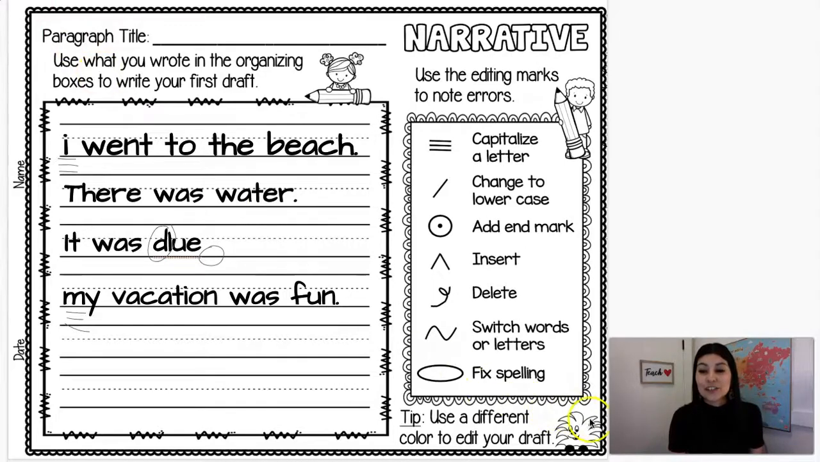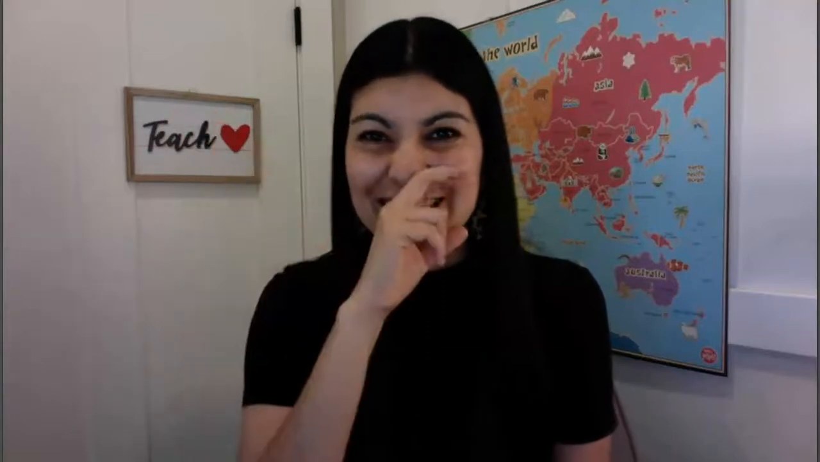So what you're going to do is press pause and make sure all your letters are facing the correct way. Go ahead and edit your draft today, checking for capital letters at the beginning of a sentence, periods at the end of a sentence, and that your letters are facing the right way.